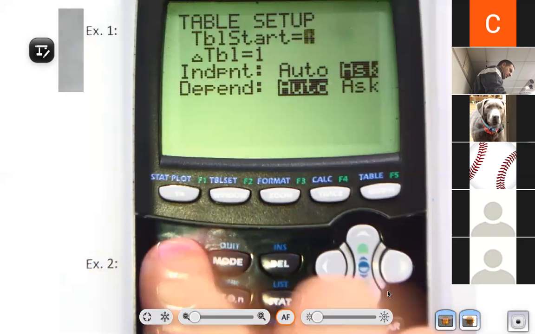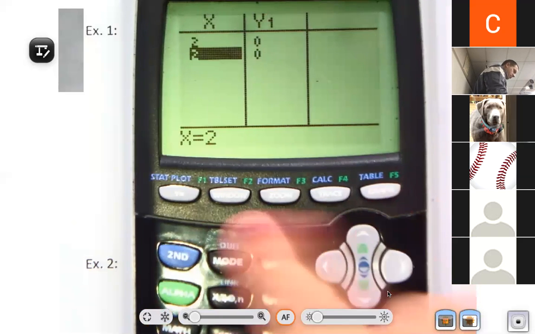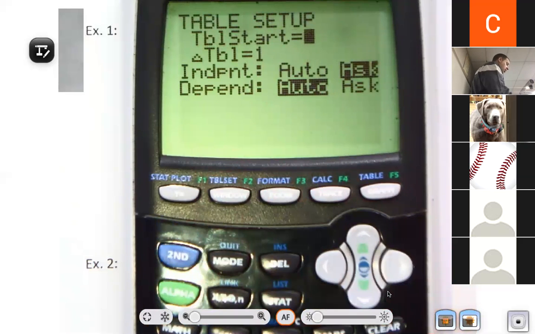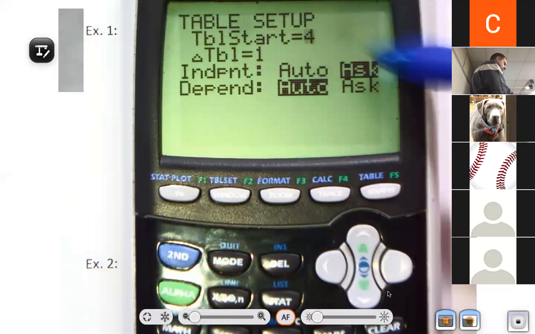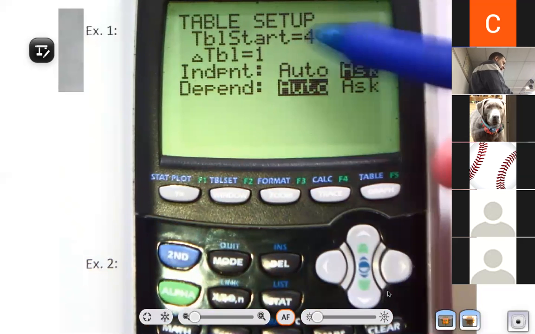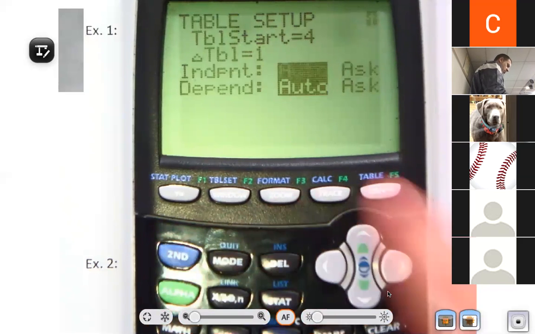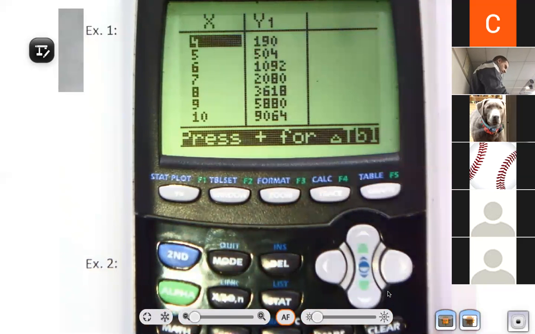Probably because in my table, oh, I actually don't know. I thought maybe I had 4 in there. Well, the table start won't even matter since I changed this to ask. It would only matter if it was auto. Like if I change it back to auto, I bet my table will start at 4.